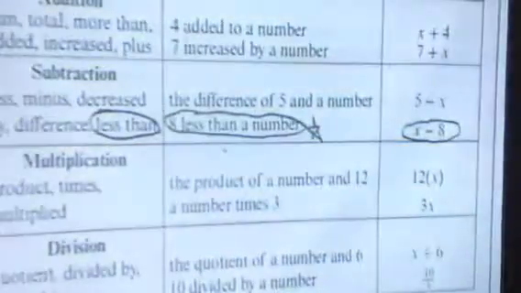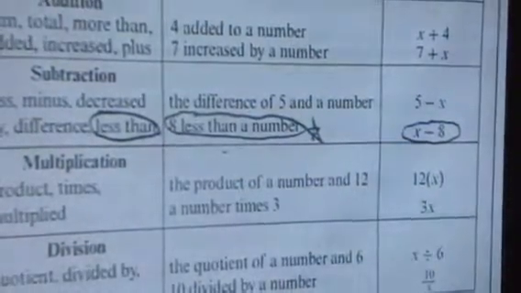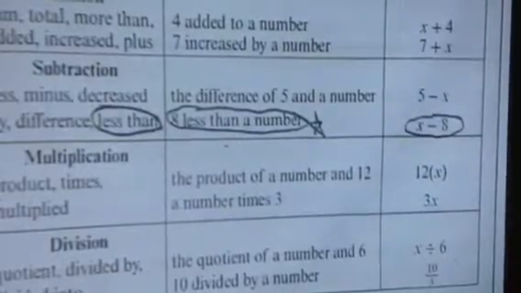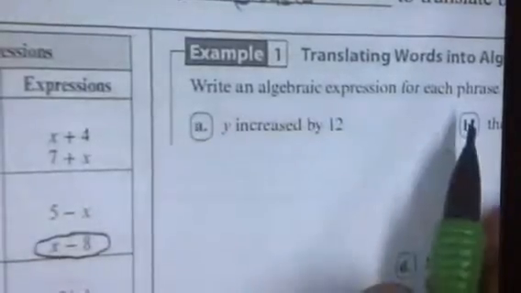Products, times, multiplied, all those mean multiplication. And then quotient, divided by, divided into, all of those mean division. So what we would do is something like this. Write an algebraic expression for each phrase. Y increased by 12. Plain and simple. We know that increased by means addition, we can use this chart if we need to. So all we have to do is write y plus 12. Done and done.